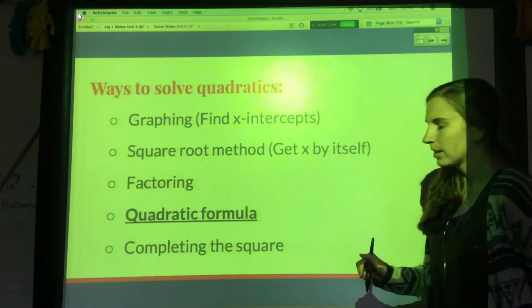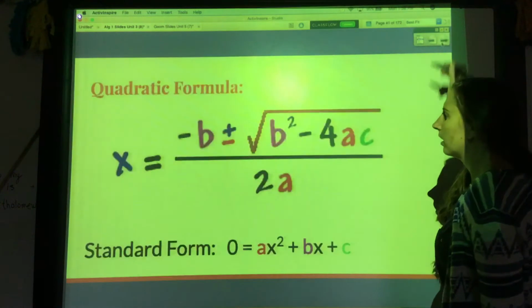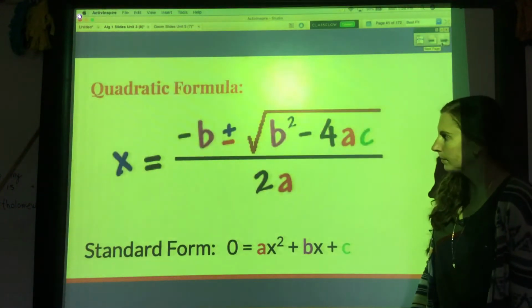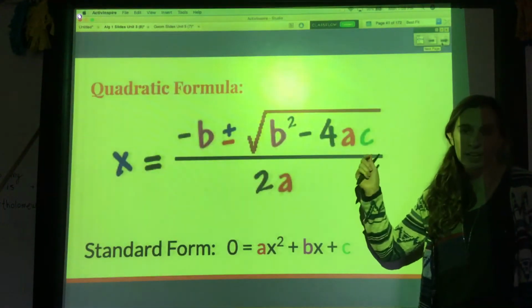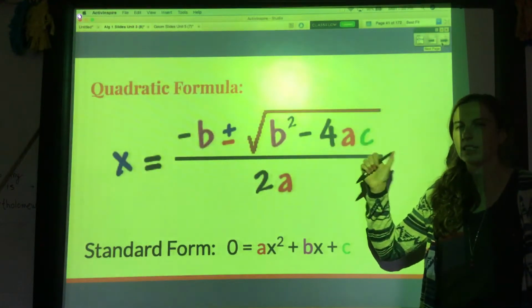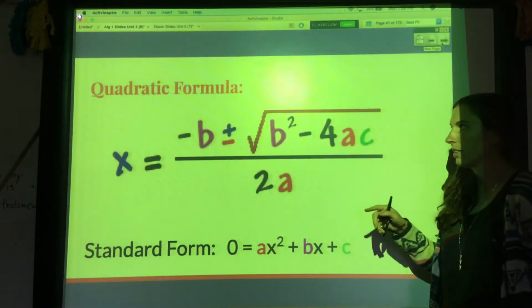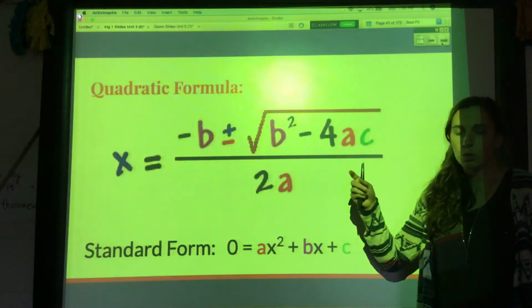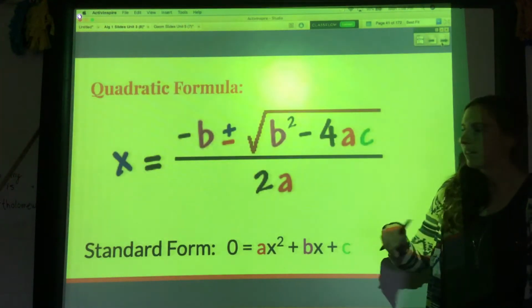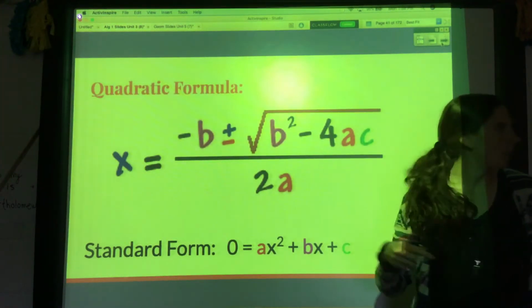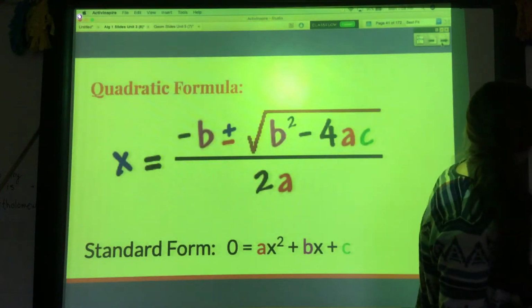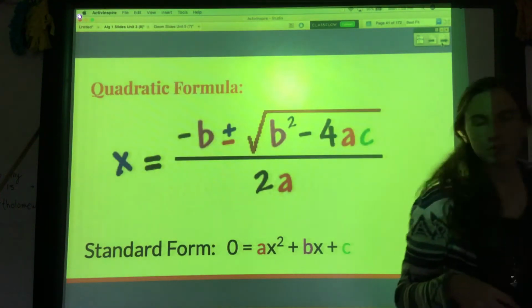The good news is it's on your formula sheet, and it looks like this. I would memorize this one because you're going to actually use this in the future. You're going to need to know this for future math classes. But if you don't want to memorize it, or if you forget, it is on your formula sheet. It's on the very bottom left.